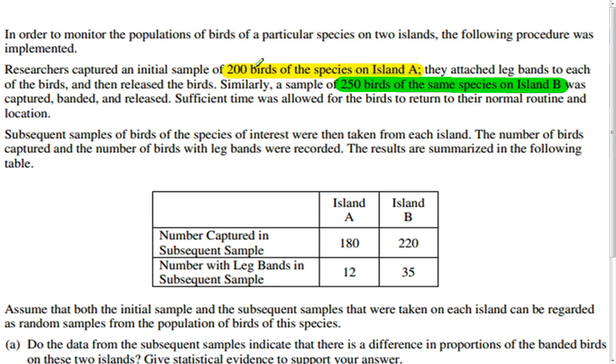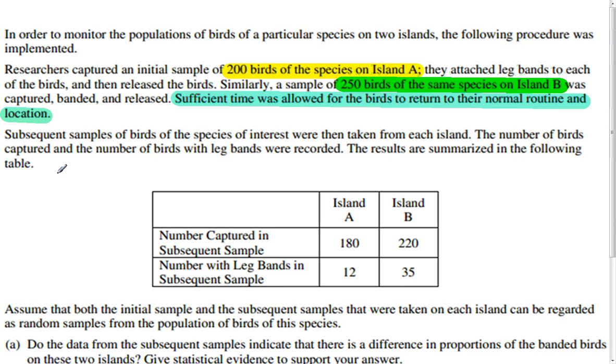So these birds were captured, they put a little band on their leg, and then they released them back into the wild. They say here that sufficient time was allowed for them to return to their normal routine and location. Another thing they could have said, if they were going to speak in a more statistical way, is that they allowed enough time for the birds to become well mixed back into the population, so that these banded birds and all of the normal, unbanded birds all got mixed back together.